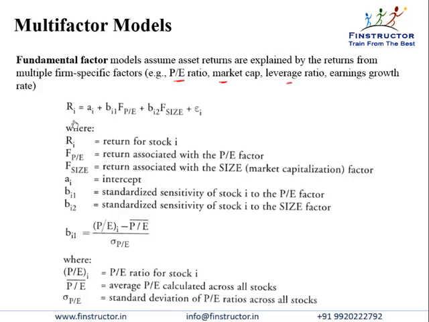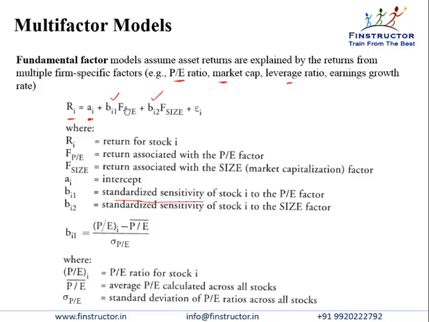So once again, the return is equal to alpha, that is a constant, plus beta 1 times the return associated with the PE factor plus beta 2 times the return associated with the size factor. Alpha is the intercept term. Please note the sensitivities here are standardized sensitivities.